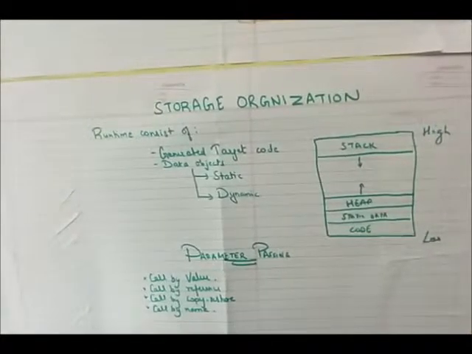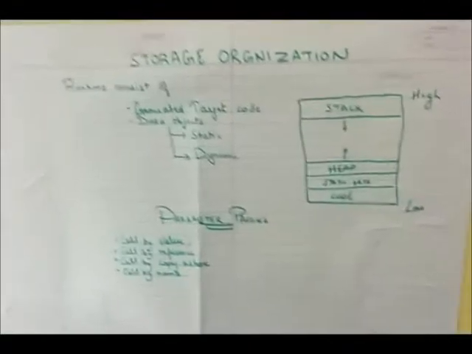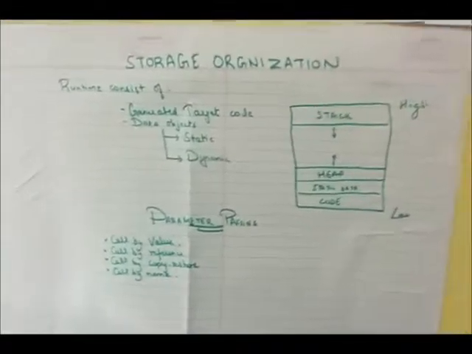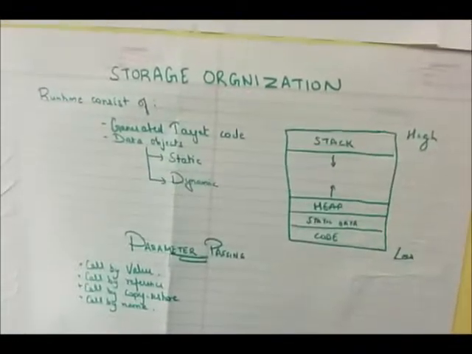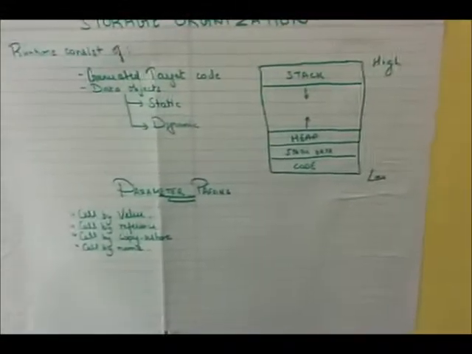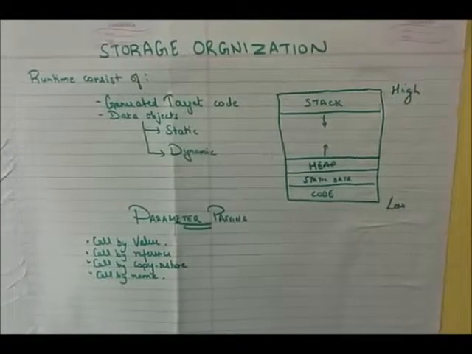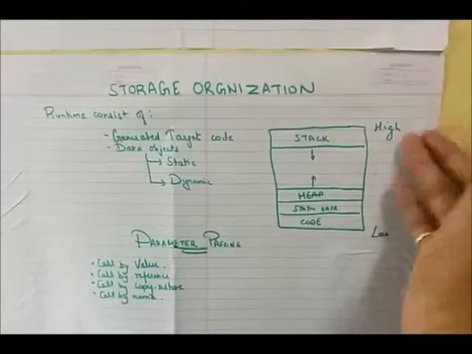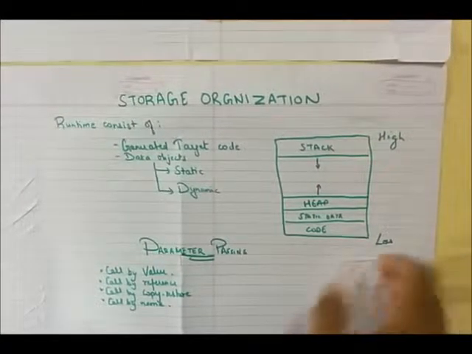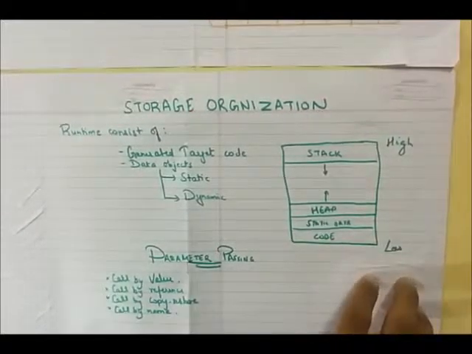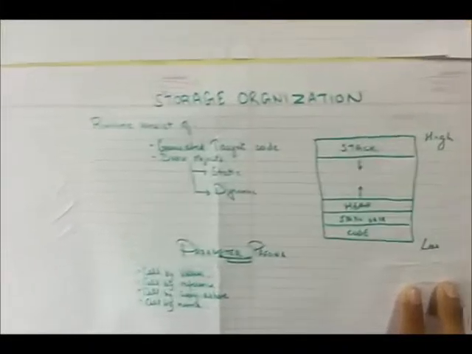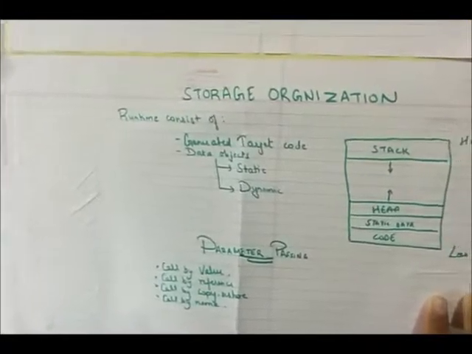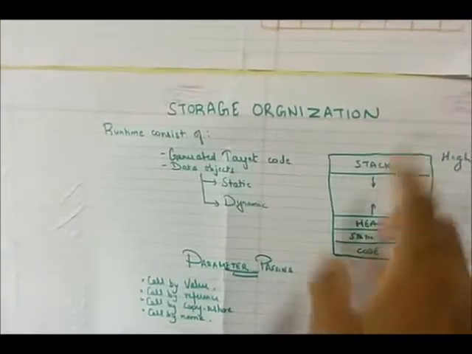The called procedure executes and returns. Register values and PC are stored in the stack here. So stack organization: upper is high and lower is low. As a procedure is called, the stack grows downwards. As dynamic store is allocated, the heap grows upward.